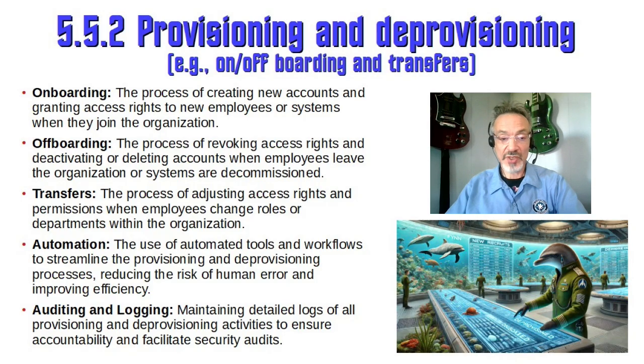Transfers. Adjusting access rights when an employee moves between roles or departments is another key element. A common mistake is to give access to the new role without revoking permissions from the old one, the old authorization creep. Automation. Automating these processes can reduce human error and improve efficiency.